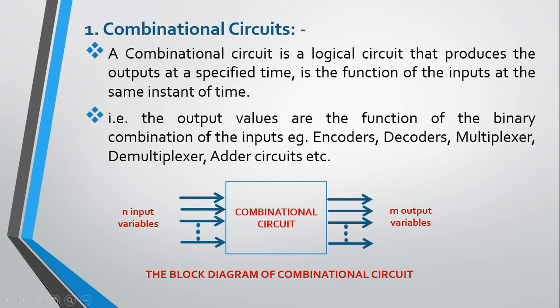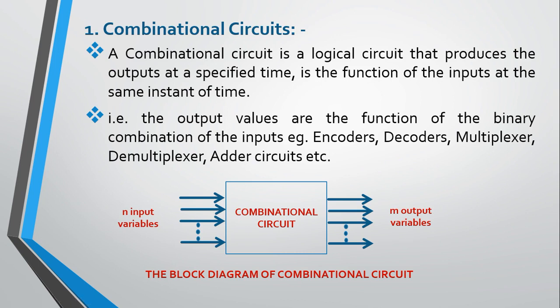Now the examples of combinational circuit are encoder, decoder, multiplexer and demultiplexer, and different types of adder circuit. Here is the block diagram of a combinational circuit in which there are lots of inputs, or various numbers of inputs. Over here we have written n number of input variables and m output variables.